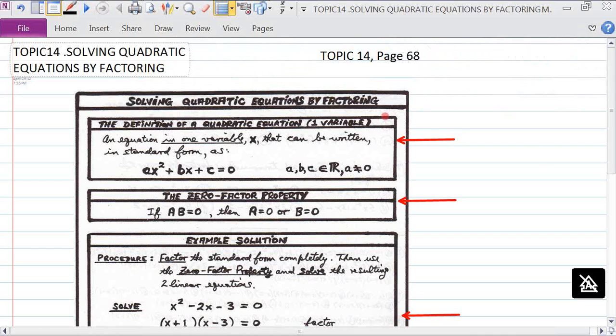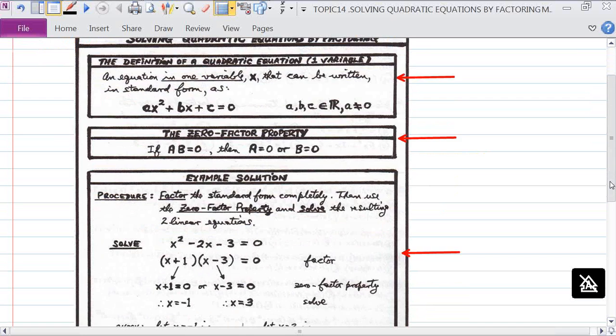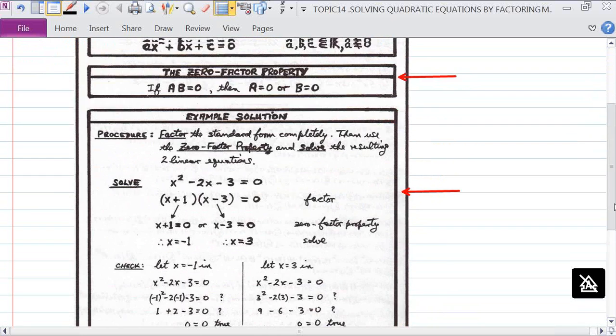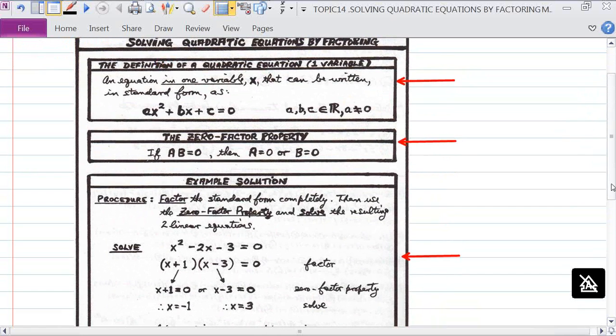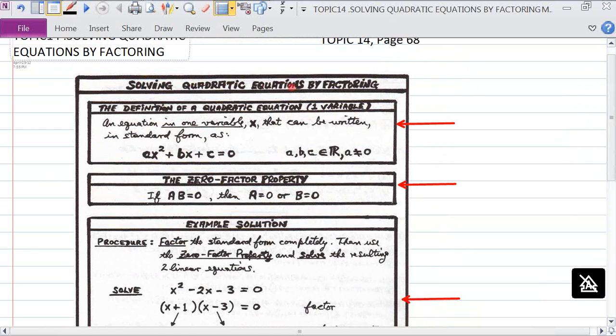So we're on topic 14. We're going to break page 68 down into three main parts. We're going to look at the definition. The topic, of course, is solving quadratic equations by factoring. So we're going to see how the definition plays into that.